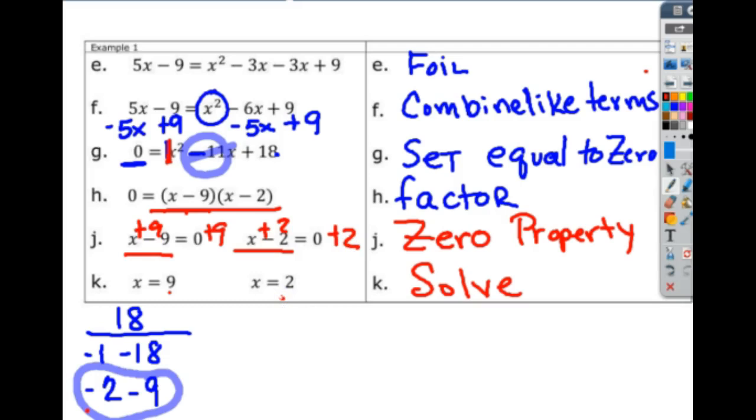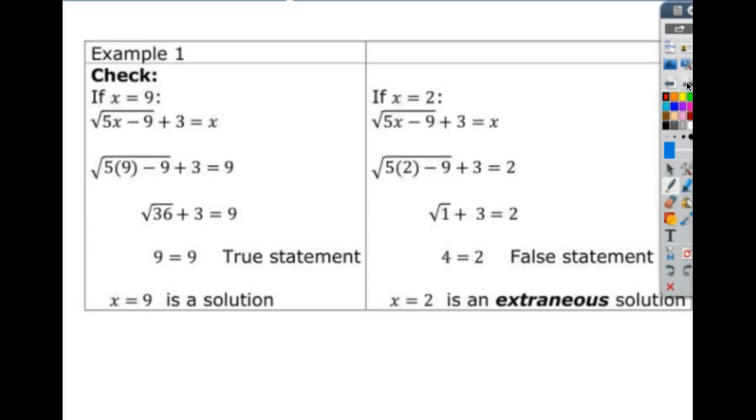Most of these problems are going to have two answers. So how many checks am I going to have? I'm going to have to check both of the answers. So how do you check an answer? You plug it back in. This is what I am checking.